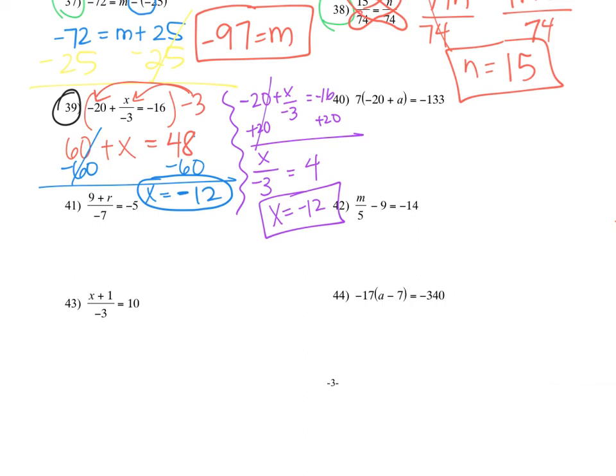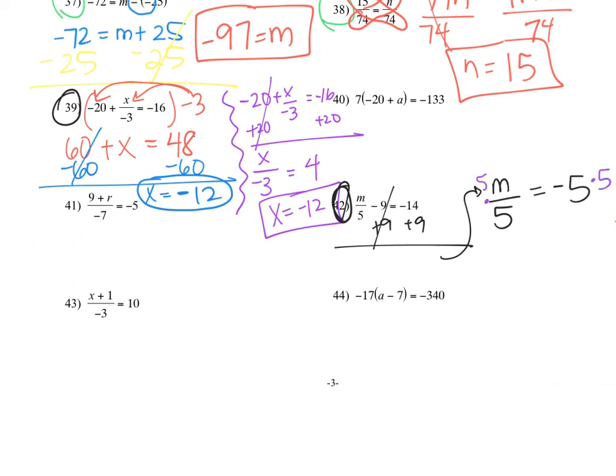I'm going to do one more. Let's do number 42. It's kind of hidden here. I'm going to add 9 to both sides so that I can isolate my variable. I'm going to move this over here so you could see. M over 5 equals negative 5. And then in order to get rid of this denominator, I'm going to multiply by 5. And so those cancel, so m equals negative 25. And that is my answer.